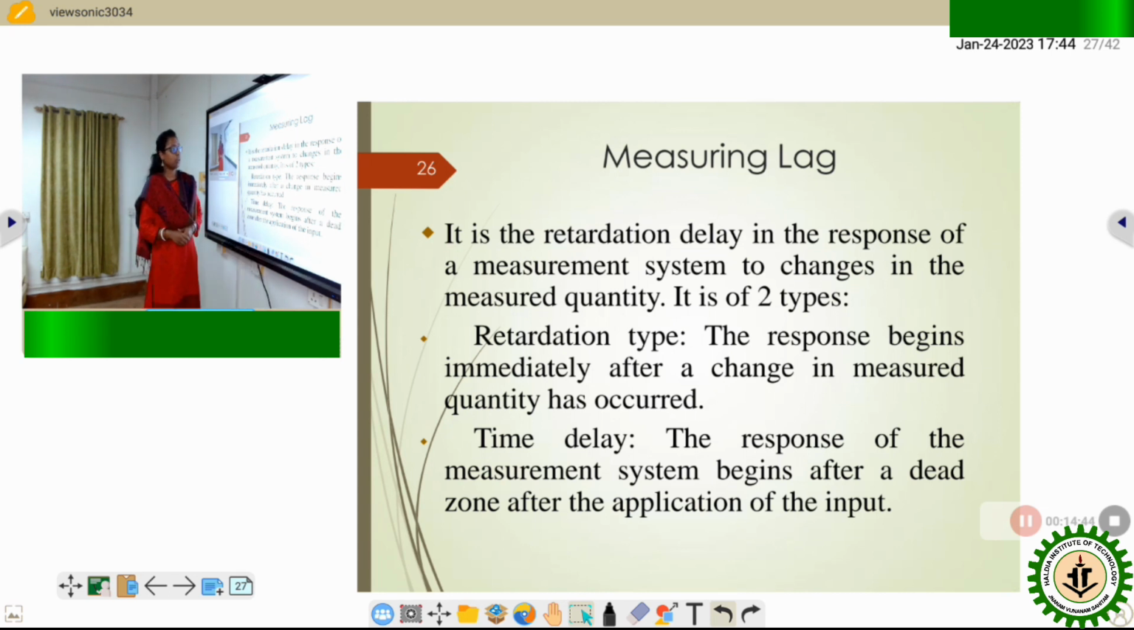We have measuring lag or measurement lag. It is the retardation or the delay in the response of a measurement system to changes in the measured quantity. It is of two types, the retardation type and the time delay type. In the retardation type, the response begins immediately after a change in the measured quantity has occurred. However, in time delay, the response of a measurement system begins after a dead zone after the application of the input.